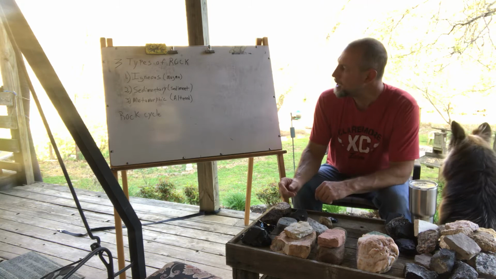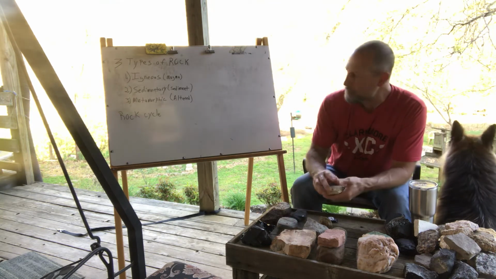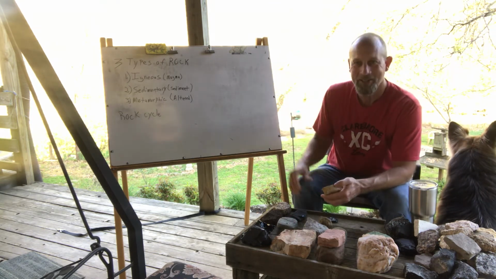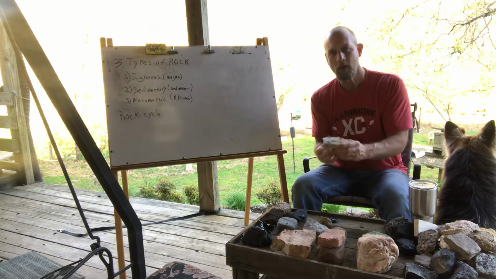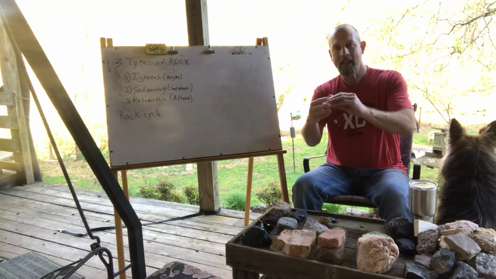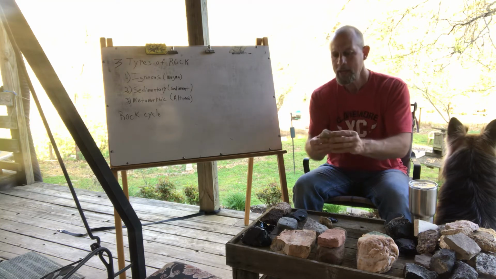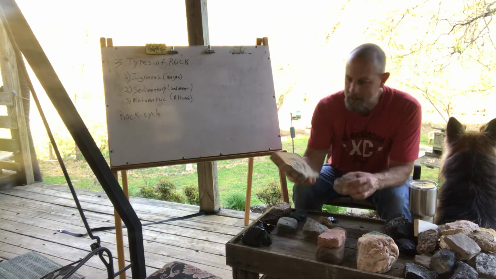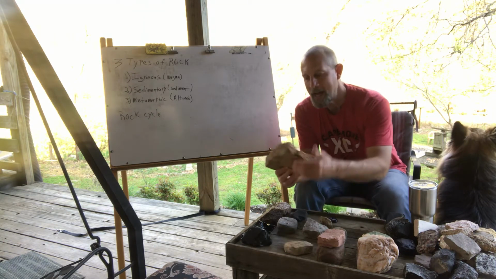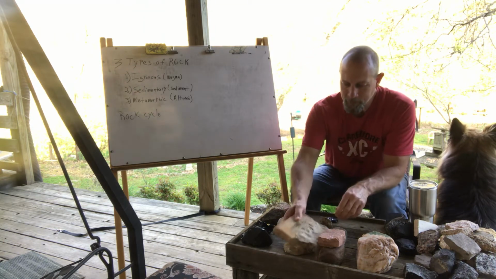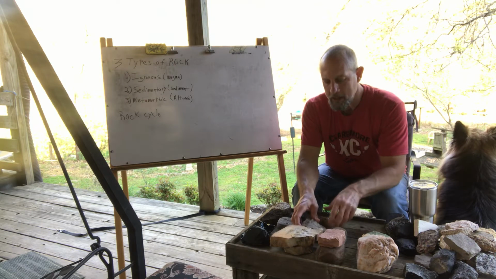Now, another type of rock we have is sedimentary rock, which is formed from sediment, hence the sedimentary. Sedimentary rocks are formed when you have different sediment that gets compacted and compressed and smashed down. This is some chert that you might find out around natural falls. Nice piece here. Another type of sedimentary rock is limestone.